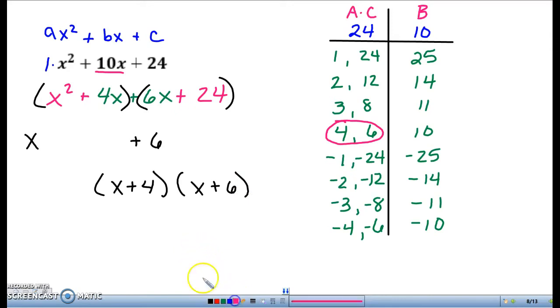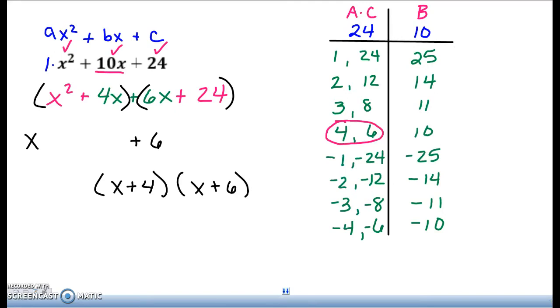Now, I want you to double check real quick with FOIL. Front two terms gives me the x squared. When I multiply my last two terms, I get the positive 24. Outsides gives me 6x. Insides gives me 4x. 6x plus 4x gives me the 10x. That right there. Always double check your answers with FOIL.